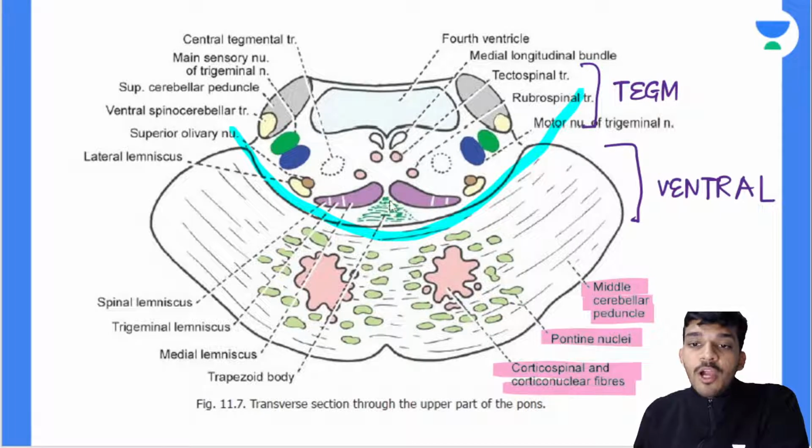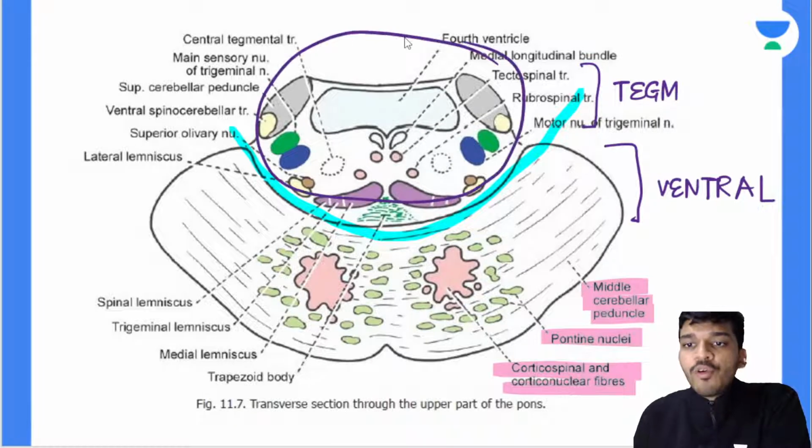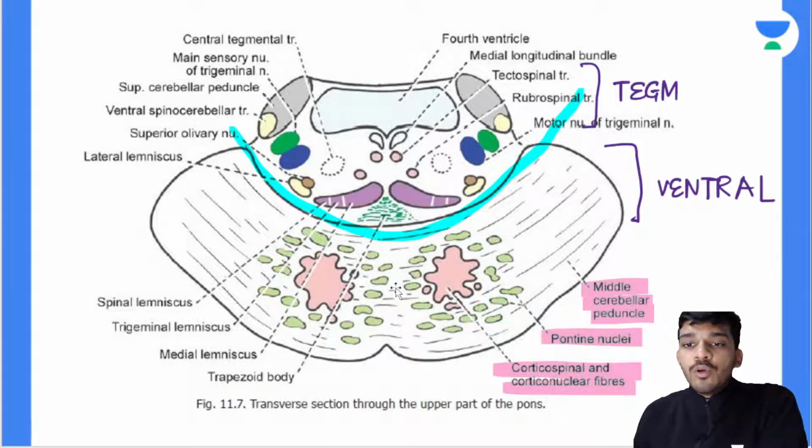Here you have the trapezoid body separating the ventral and the dorsal half. Okay. So we have to focus on this area. We have to focus on this area. So let me magnify it for you, right? So just have a look at it. This is the fourth ventricle behind, right?